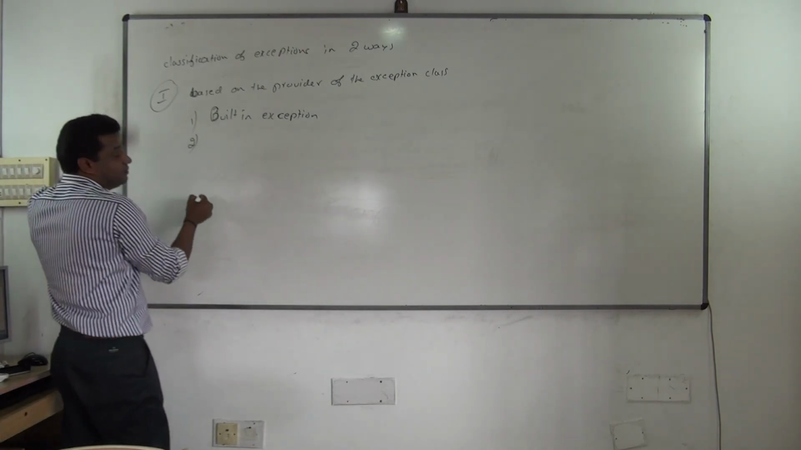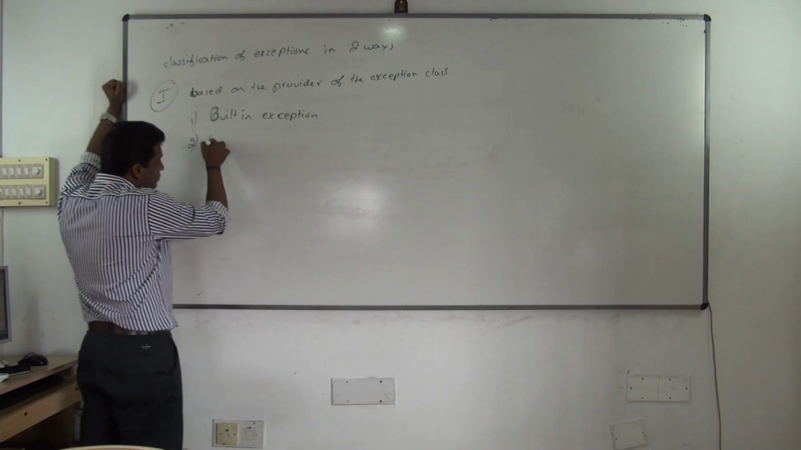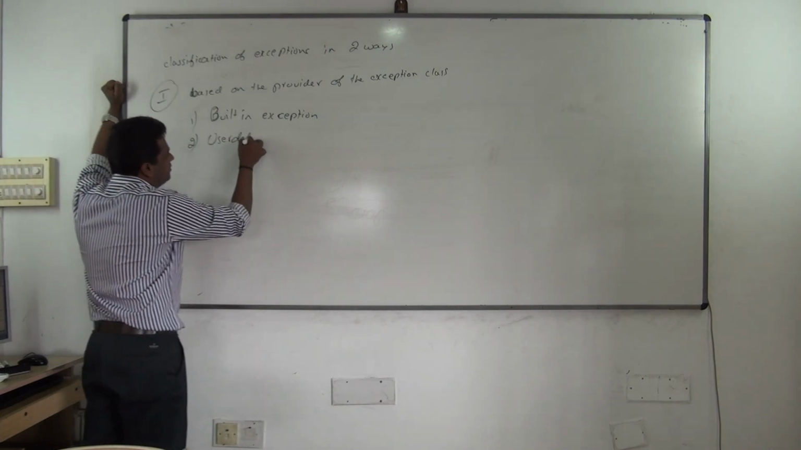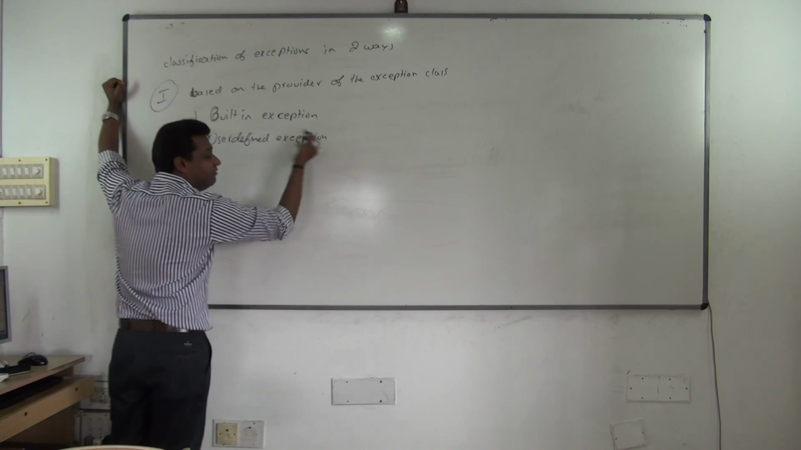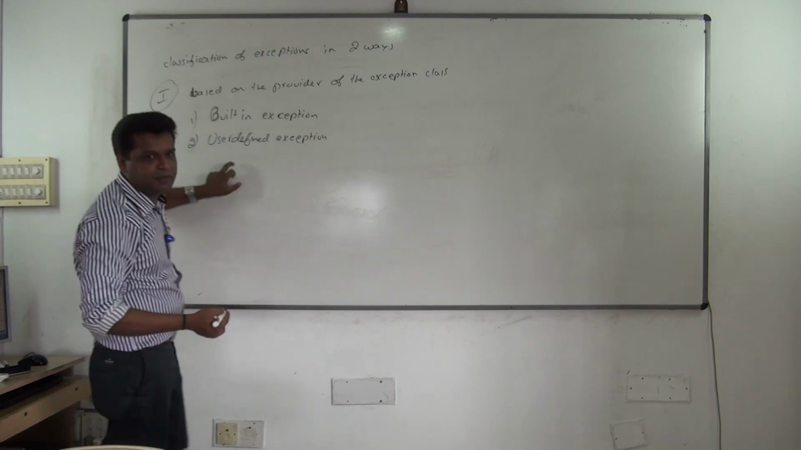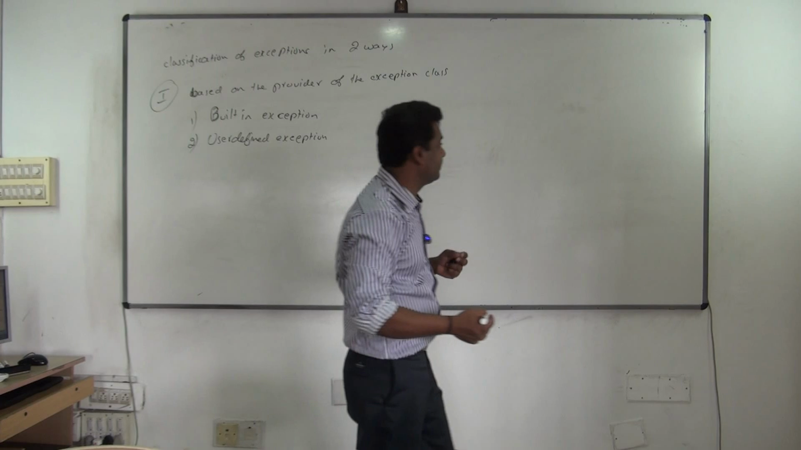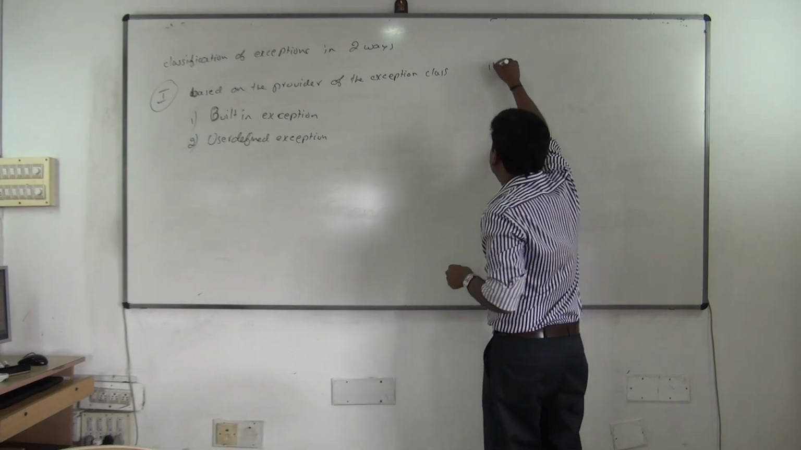Second one would be what? User defined exceptions. User defined exceptions means what? We write. So why we write, I'll show you with an example only. I'll show you how to write it. I'll show you with an example. Okay, that is one way you can classify.